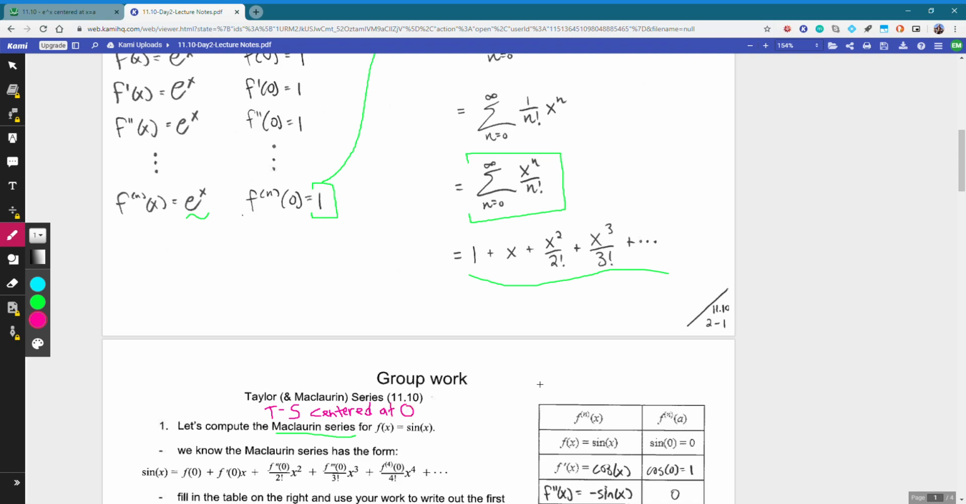Maclaurin series is just a Taylor series centered at 0. And so over here, you can already see I've started filling this in. If you haven't worked through this for sine of x already, pause the video right now, compute a bunch of derivatives, and plug in our center, and then follow the instructions here on the left and see if you can get a nice standard form for the Taylor series for sine of x.